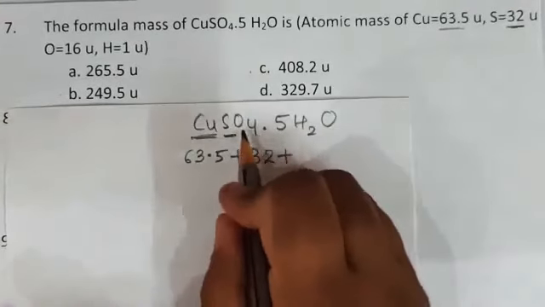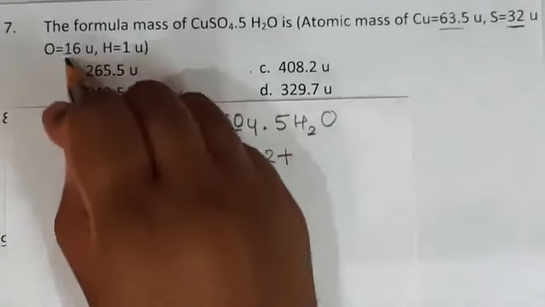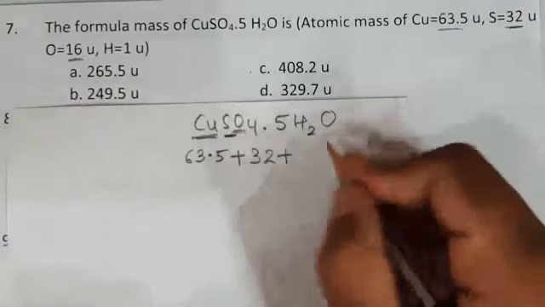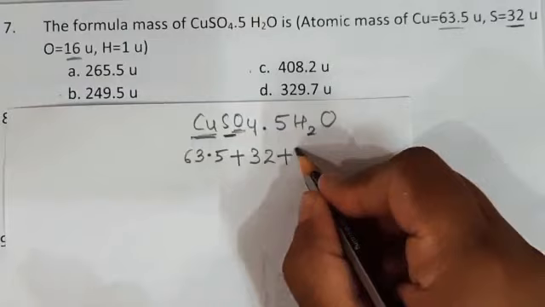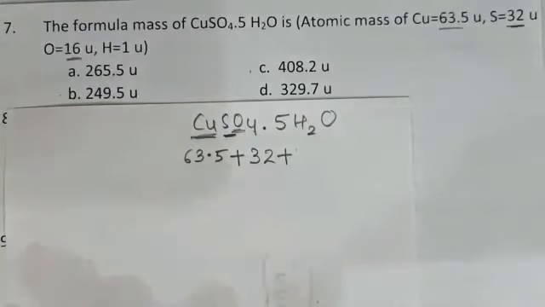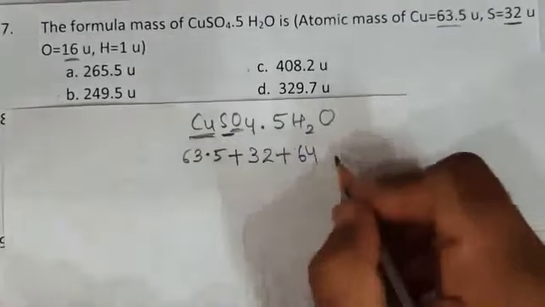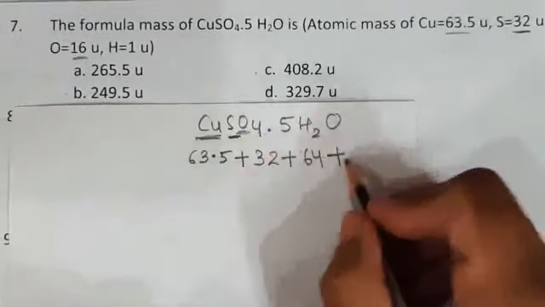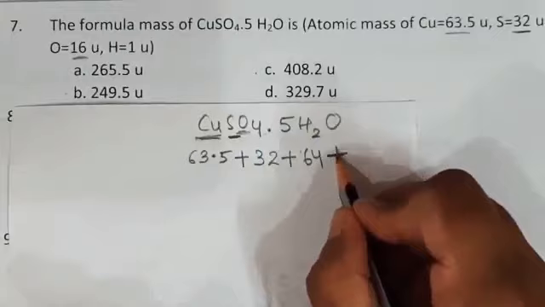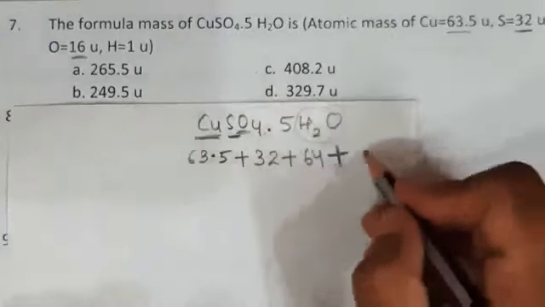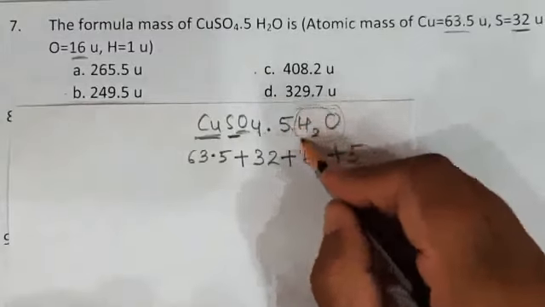Plus oxygen atomic mass 16. How many oxygen atoms are there? 4. So 4 into 16. 16 4s are 64. Plus, the dot you will take as plus. Okay, you will not multiply. It is plus 5 times of water, 5 times of this complete.